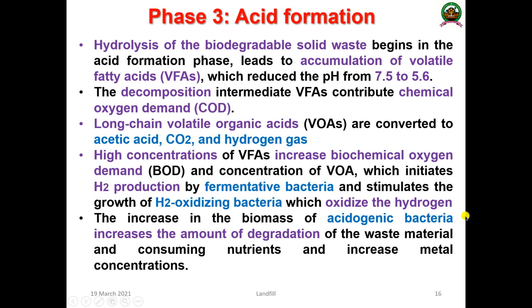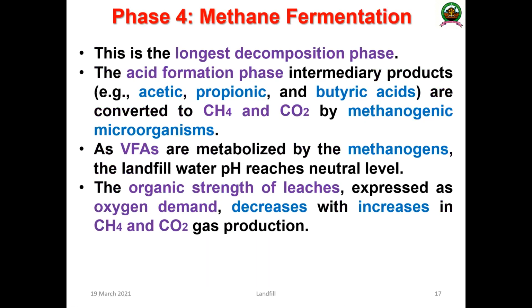Then the increase in the biomass of acidogenic bacteria will prevail in this waste material, which increases the amount of degradation of the waste material, consuming the nutrients and increasing the metal concentration. So that is the acid formation.